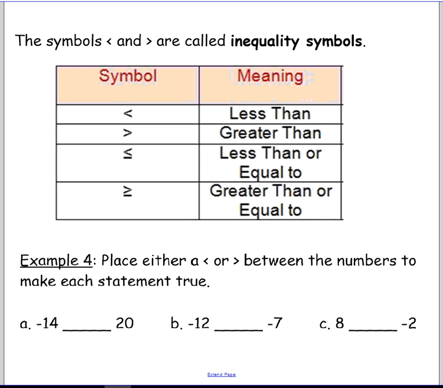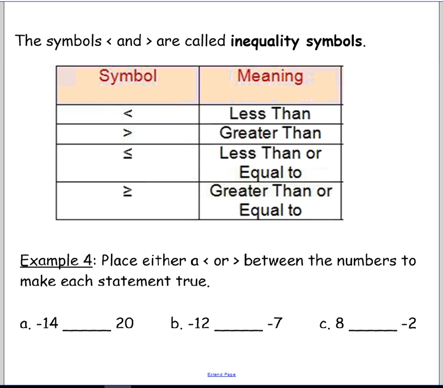Now let's look at inequality symbols. The symbols less than and greater than are called inequality symbols. So when it points to the left, that's less than. When it points to the right, that's greater than.